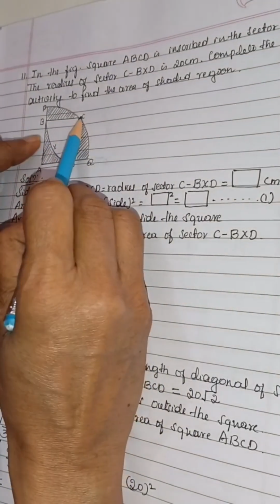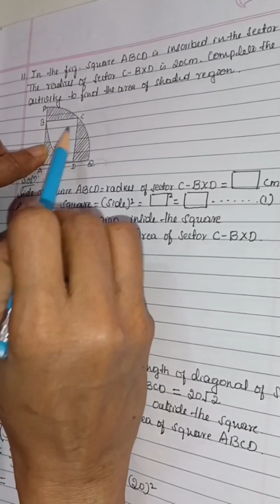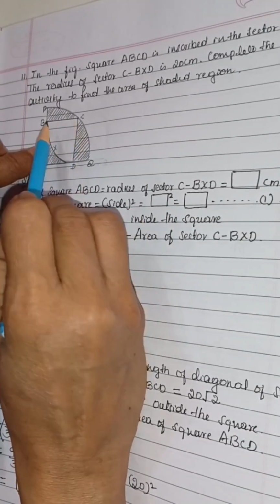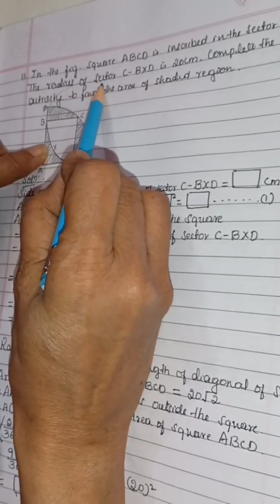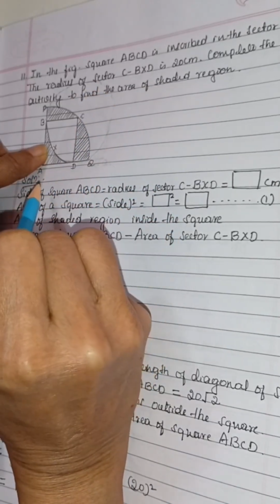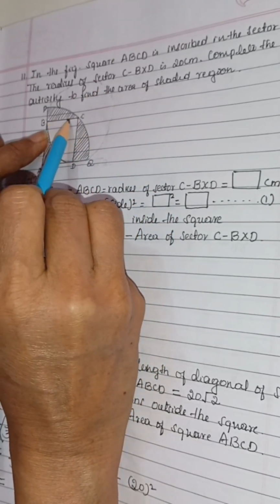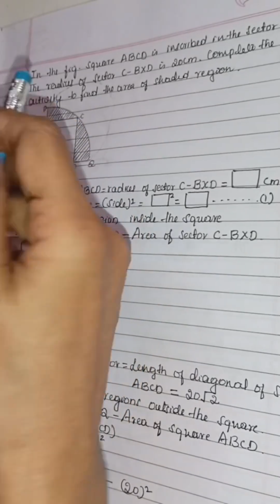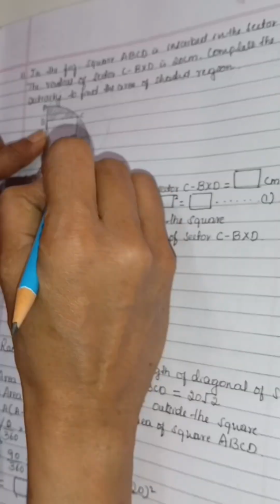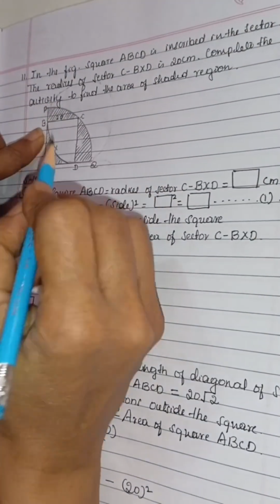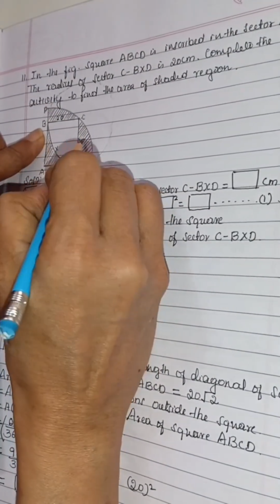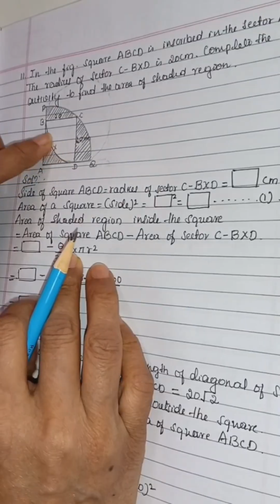CBXD means C is the center. This is a portion of a circle. So if you draw a circle like this, this becomes the center and this becomes a radius. CB and CD, this is 20 centimeter. So this is 20 centimeter.